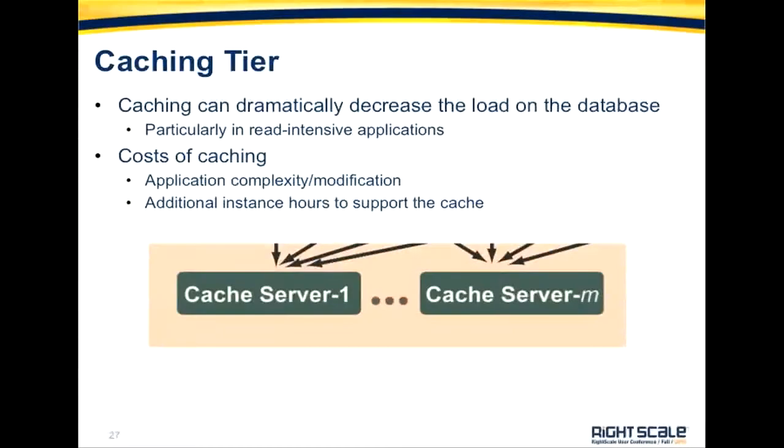Caching tier. As we talked about at the very beginning, it can dramatically decrease the demands on the database, right? The database is the hard part. Let's try to take the load off that as much as we can. Very helpful, particularly in read-intensive apps. And we'll talk a little bit about write-intensive apps and their peculiarities in a minute. But first, the cost of caching.